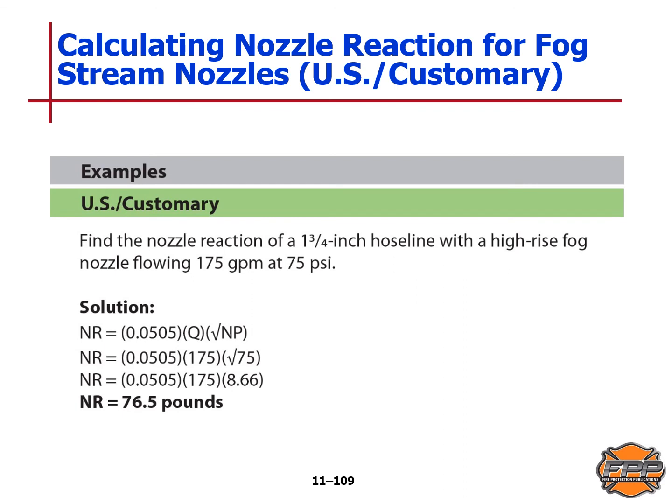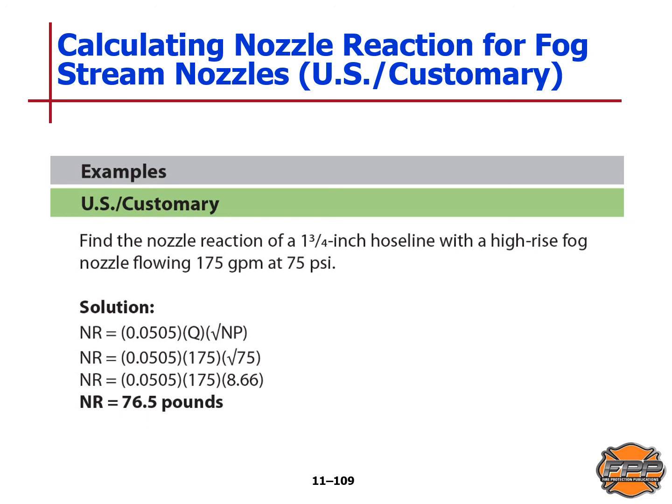Here's an example. Find the nozzle reaction of a 1 3/4 inch hose line with a high-rise fog nozzle flowing 175 gallons per minute at 75 psi. The solution is as follows. Here's your formula again. Nozzle reaction equals 0.0505, which is your constant, times Q, which is your flow rate, times the square root of NP, which is your nozzle pressure. So nozzle reaction equals 0.0505 times 175, because it's 175 gallons per minute, and the square root of 75 because it's 75 psi. That's your nozzle pressure.